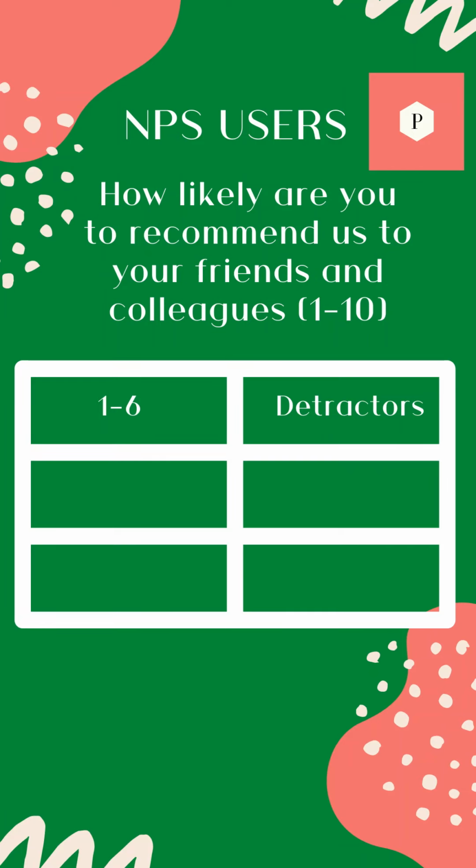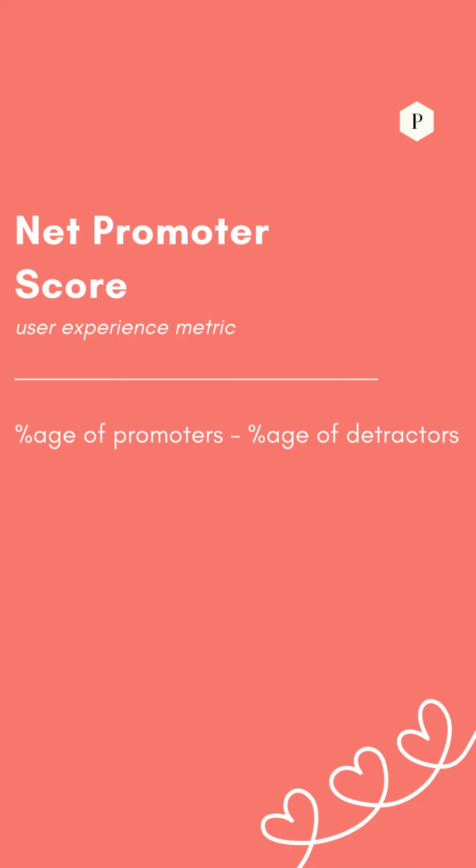Users selecting 1 to 6 are considered detractors. Users selecting 7 or 8 are considered passives. Users selecting 9 or 10 are considered promoters. Net promoter score is then calculated as percentage of promoters minus percentage of detractors.